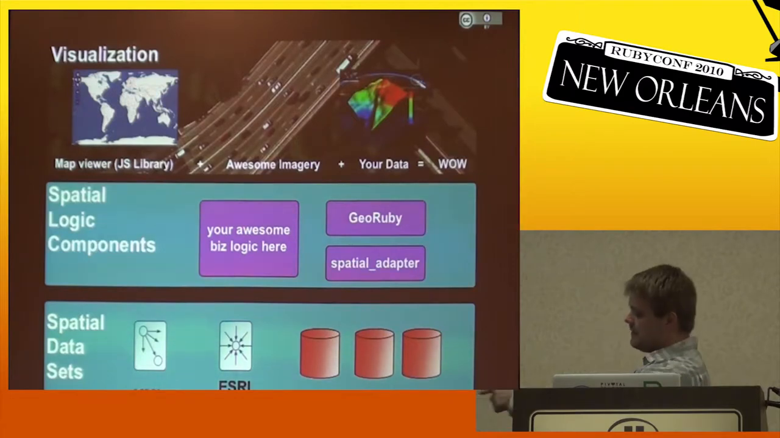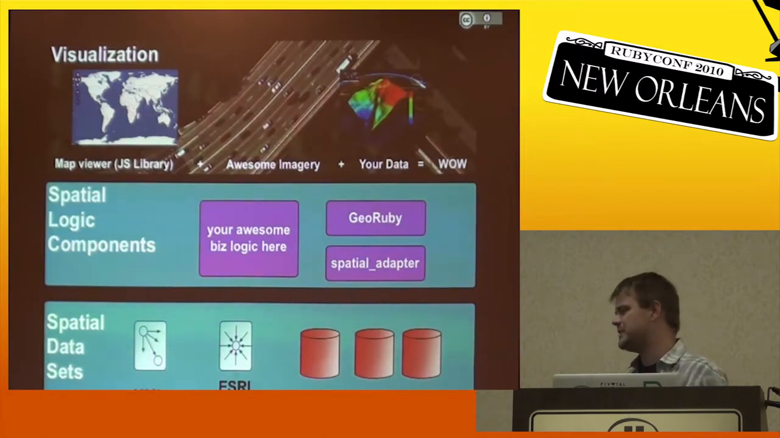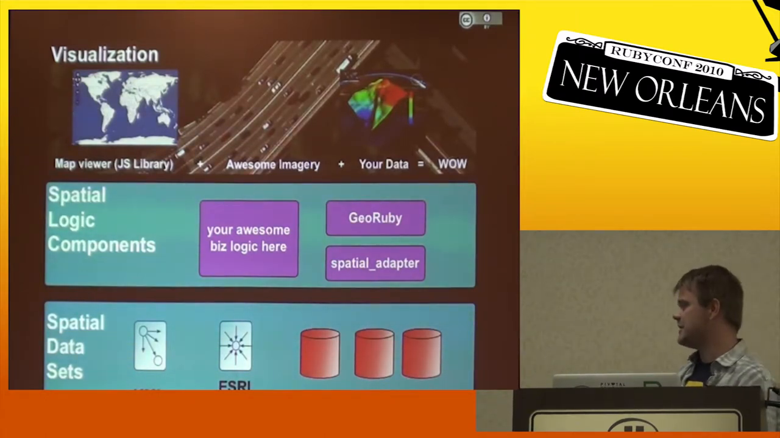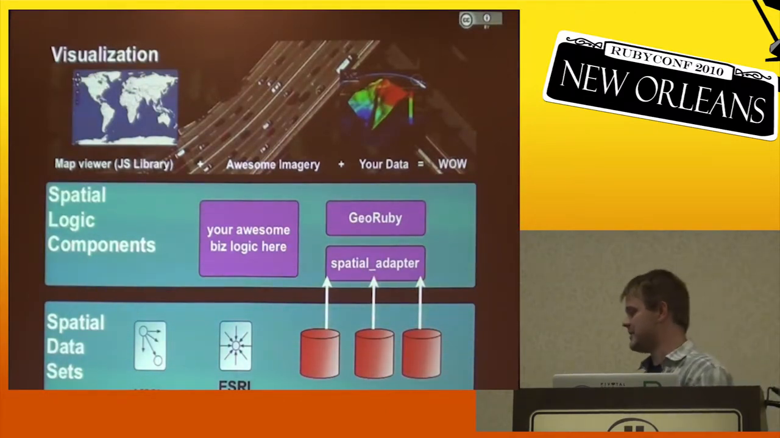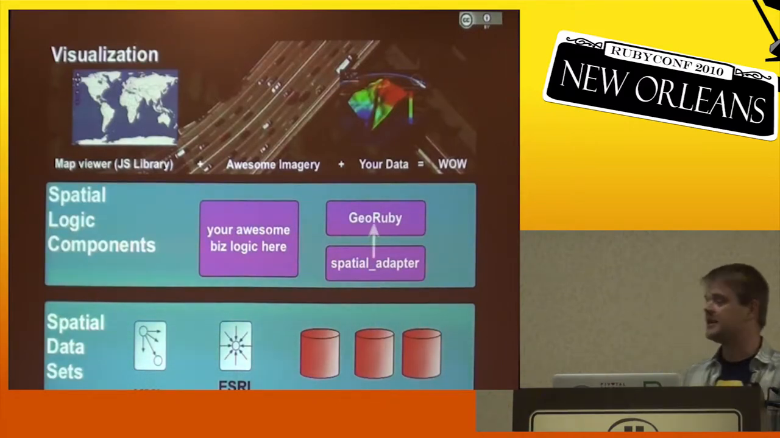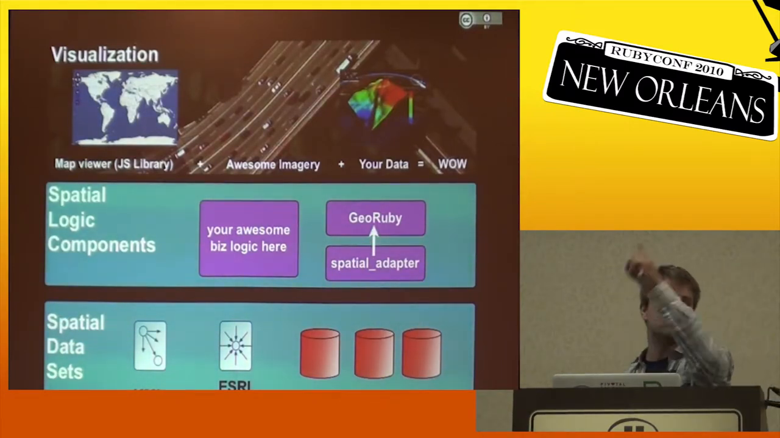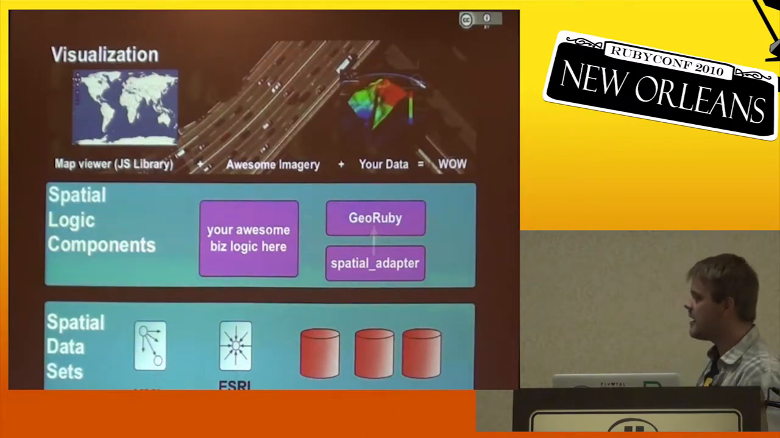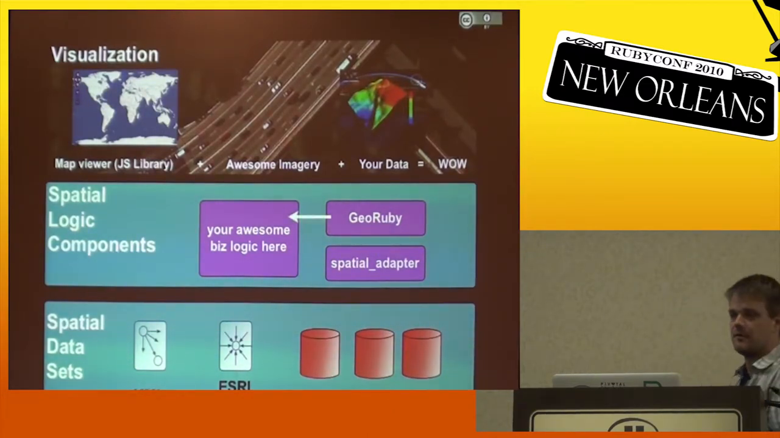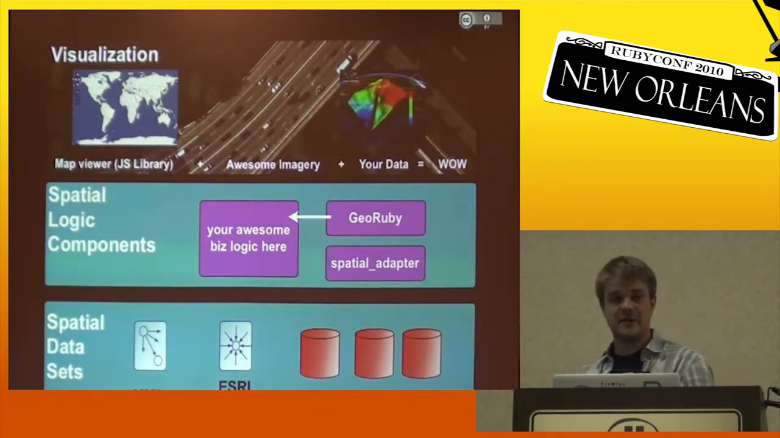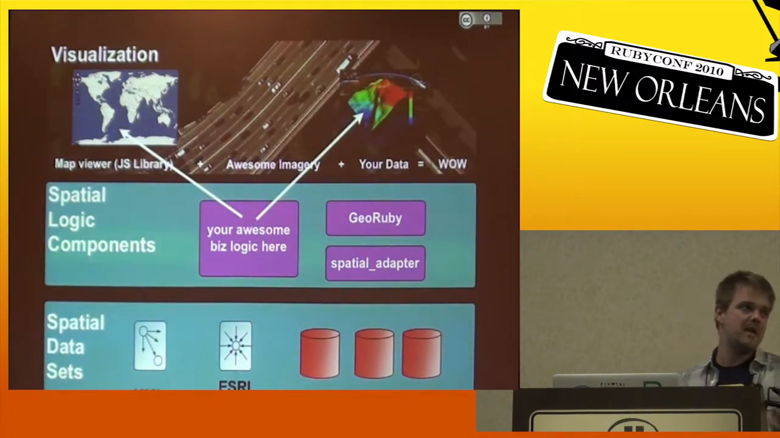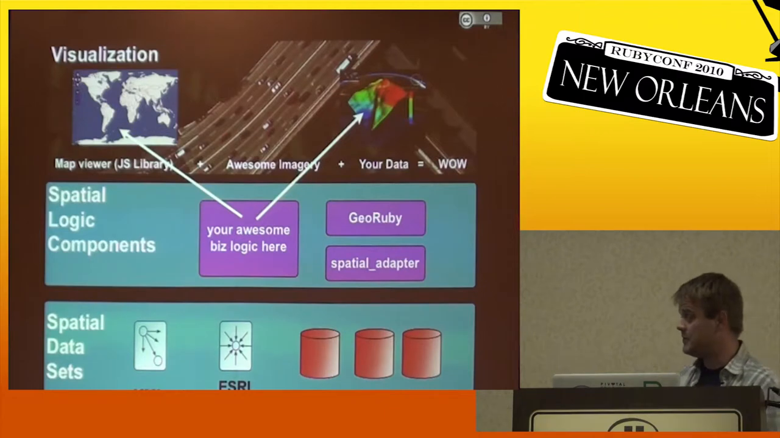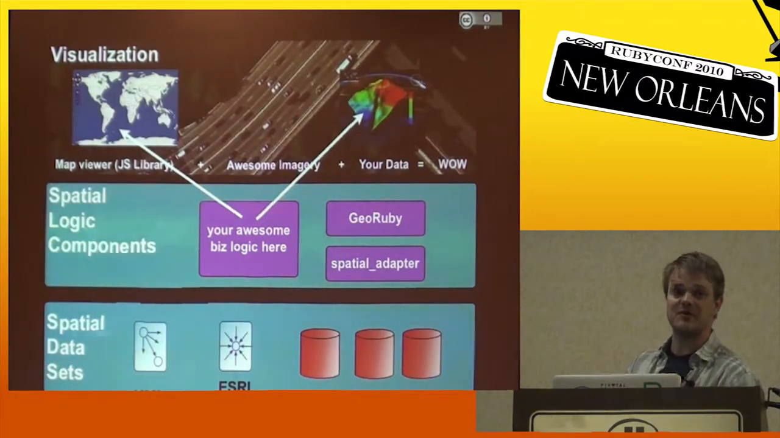It starts down at the bottom where your data sets live. It's going to be PostGIS, Oracle Spatial, MySQL Spatial, maybe it's KML, maybe it's Esri shapefiles. You've got a data layer at the bottom. You pull data out of your data store with Spatial Adapter. Spatial Adapter does a little bit of magic. Hands it over to GeoRuby, which wraps it in the Ruby data types. Then your application, whether it's a Rails app or a Ruby app or whatever it is, does your awesome business logic. And then you hand it off to some kind of visualization library to show it on the screen. Maybe you don't need a visualization library. If you do, that's where you hand it off to the visualization library and present it on the screen.